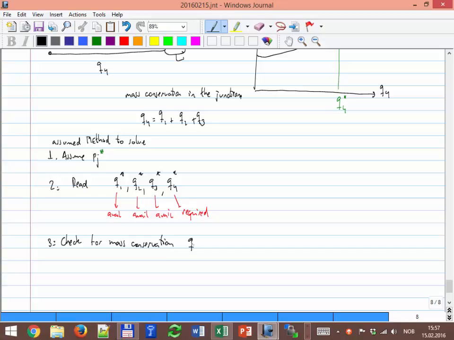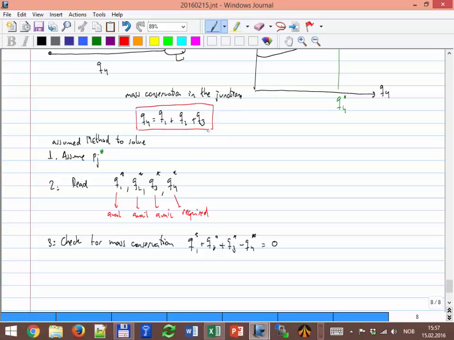Q1 plus Q2 plus Q3, minus Q4 should be equal to 0. If it's not, what do I have to do again? I have to assume another PJ, go again, read all the rates, and substitute here until this converges. And one vital part of this process is this equation. It's very important. That equation really closes the system.